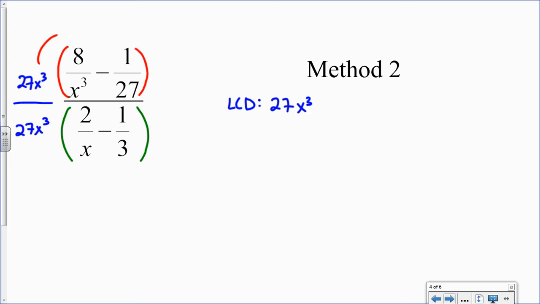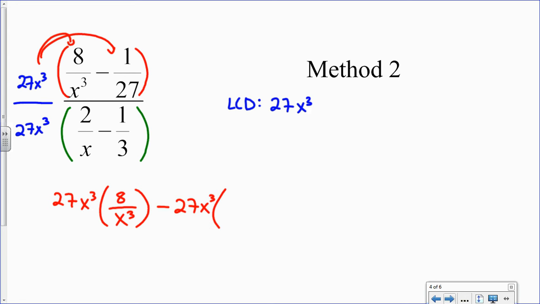So I have to distribute 27x cubed to each term in the numerator. I'm going to write out the distributing for this one because I'll show you the canceling. The canceling will be a little bit easier to see. On our next problems, I'm not going to necessarily write out this step, but you can always write it out if you need to. So I'm doing 27x cubed times 8 over x cubed minus 27x cubed times 1 over 27. Okay, so this is just the distributing part that I showed.